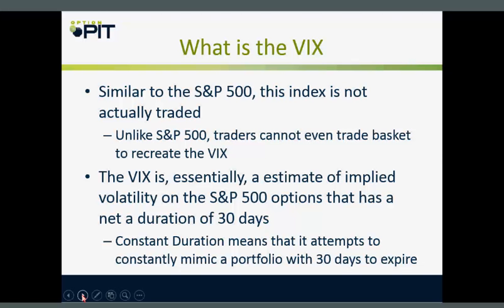So similar to the S&P 500, the index is not traded. You all know there's no way to just trade the SPX, right? You can't just call your broker and say, buy me the S&P 500. Buy me one S&P 500 share. But unlike the S&P 500, there's not a basket or ETF that can create VIX. If you want to buy the S&P 500, you can buy a future. You can buy a SPY. You can buy a basket of stocks that tightly correlates. But with VIX, you can't do that.